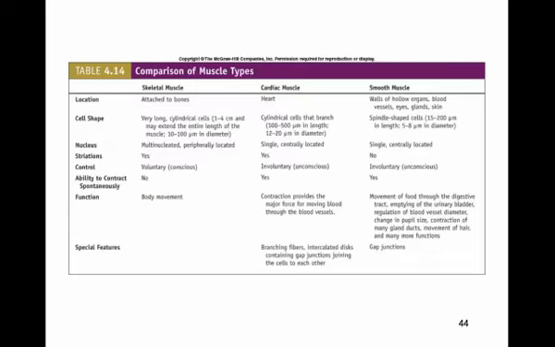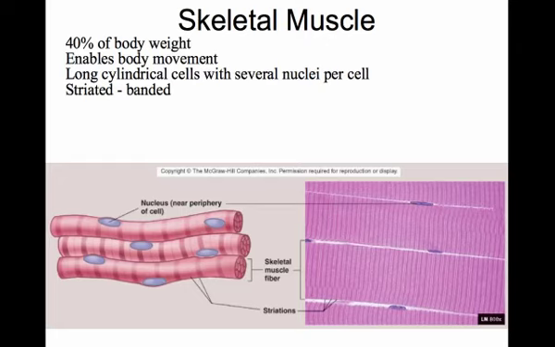That's just a chart of the different types of muscle. Then here's our picture. Here's skeletal muscle. So striated, you see the bands. It looks striped, so that's what striated is. And skeletal muscle makes up approximately 40% of your body weight. They have long cylindrical cells with several nuclei per cell. You can see that in the picture, where you can have a couple different nuclei. And then it's striated also.